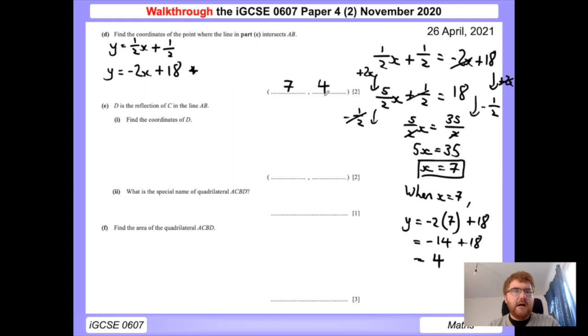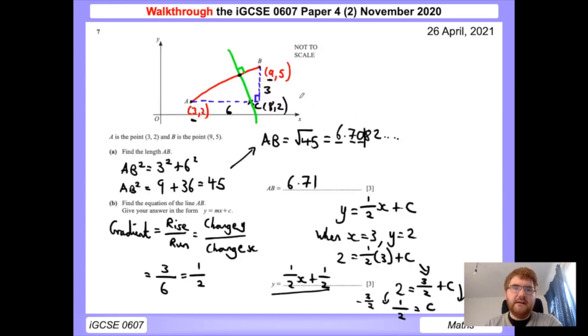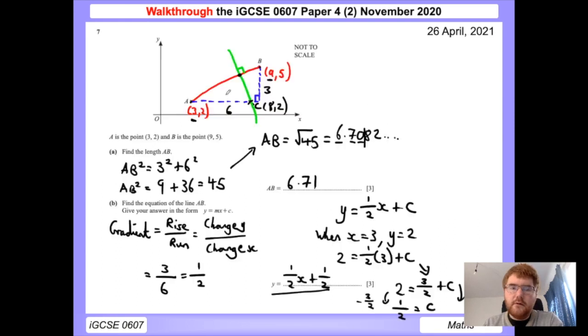Okay, part E, D is a reflection of C in the line AB. Okay, reflection of C in the line AB. Okay, so D's going to be up here somewhere. So I've continued this line, and this would be D. It will be on the same line because it's perpendicular. And what we need to work out is the coordinates of that.